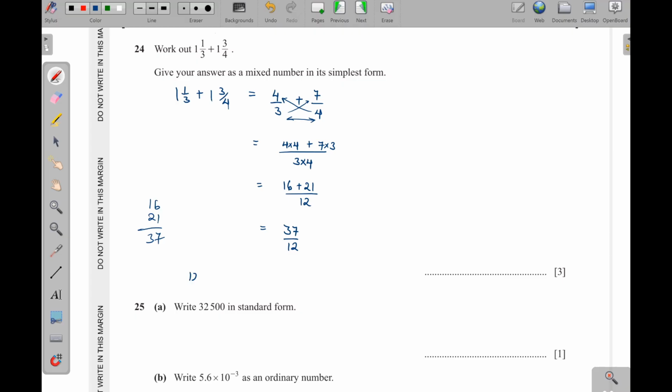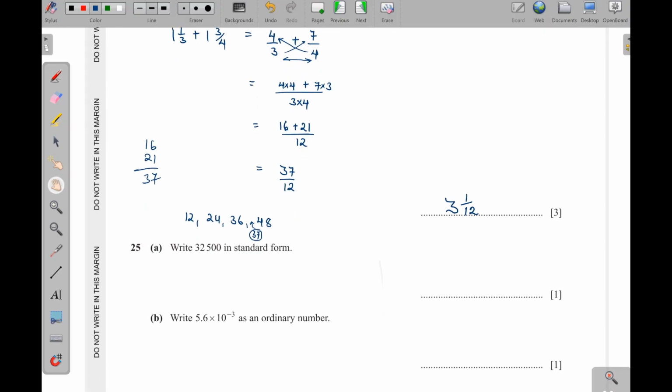But 12 has multiples: 12, then 24, then 36, then 48. So 37 is here. It is bigger than 36 by 1. So those are 3 multiples, right? So 3 multiples have gone. So I'll write 3 as the whole number. And then 37 minus 36, you will get a 1. So 1 out of 12.